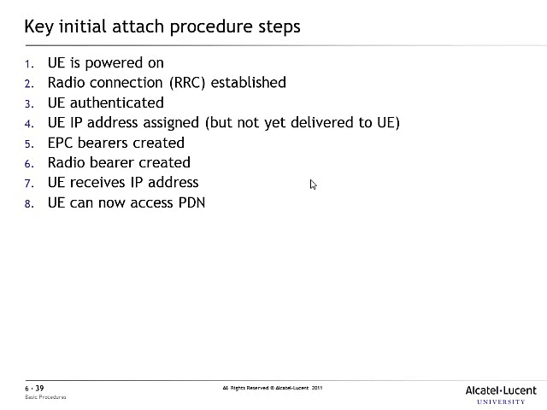And thereafter, the bearers are set up. The EPC bearers, the bearers within the EPC network. And the next thing is the radio bearers are set up. And once the radio bearer is set up, the UE will receive the IP address, and now it can access the PDN.